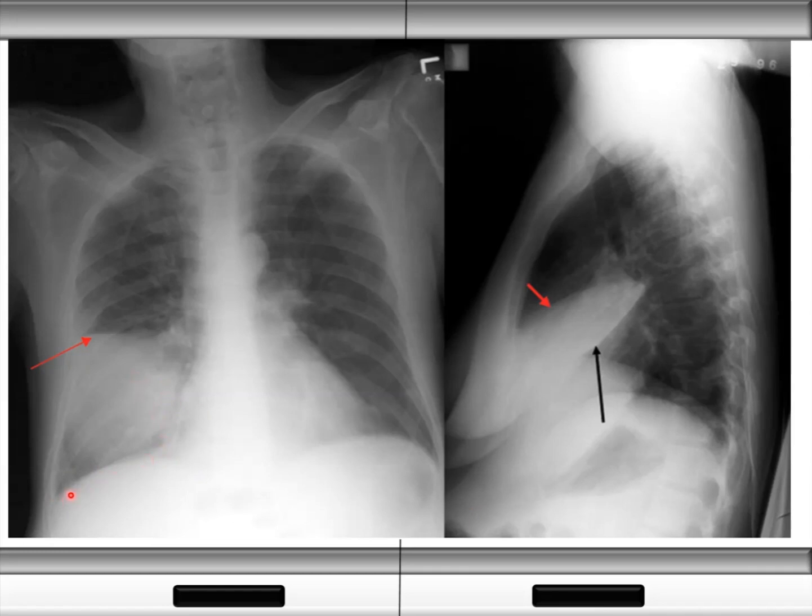No volume loss. And what's interesting here, so we say, oh, is it middle or lower lobe? My lateral confirms that it's middle lobe, correct? You see that nice wedge shape? That's all the infection just in the right middle lobe.